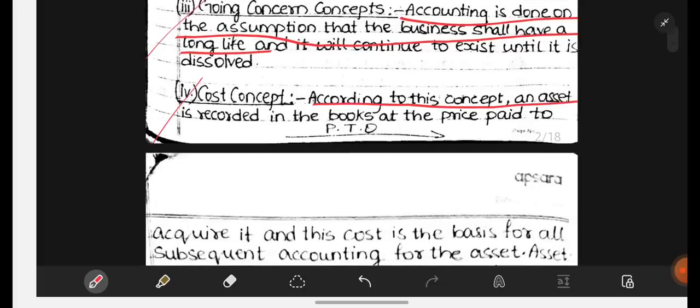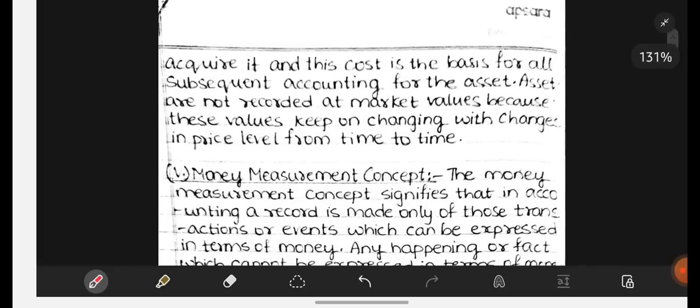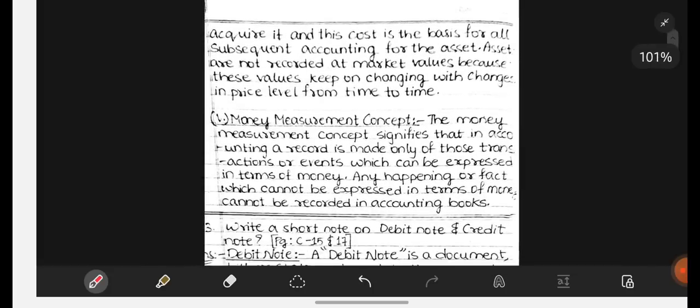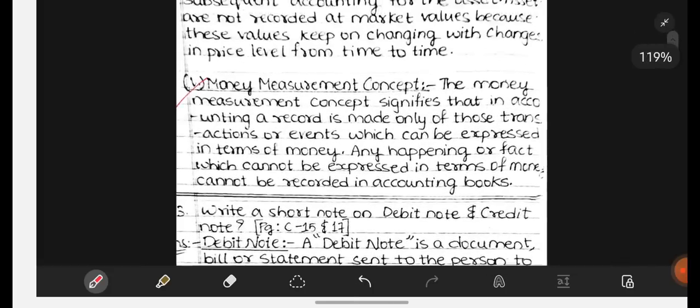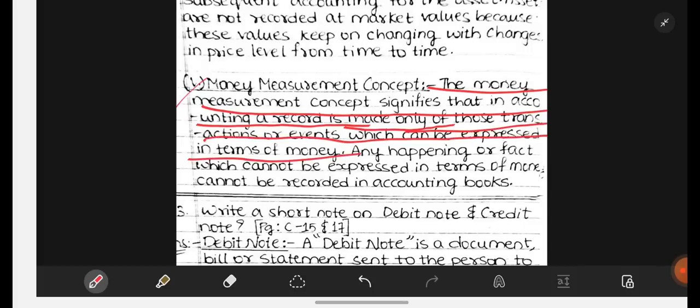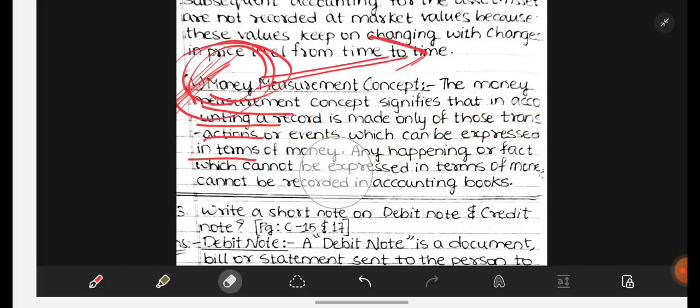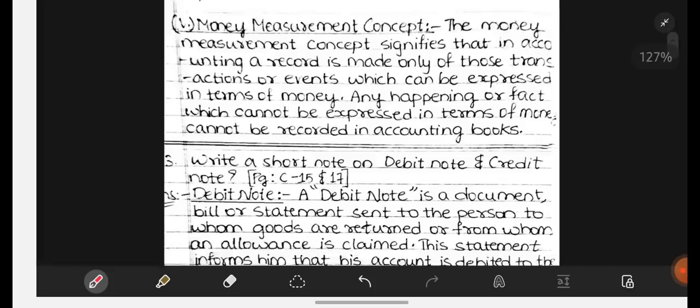According to this concept, an asset is recorded in the books at the price paid to acquire it. Okay, let it be. Money measurement concept. The money measurement concept signifies that in accounting a record is made only of those transactions or events which can be expressed in terms of money. Yes or no? Only the transactions or things which are expressed in terms of money are recorded, others are not recorded in accounts.